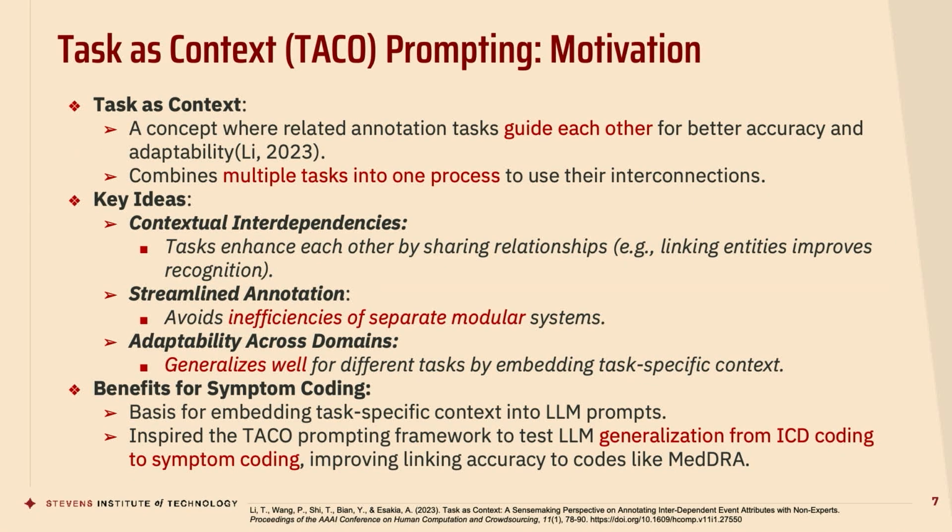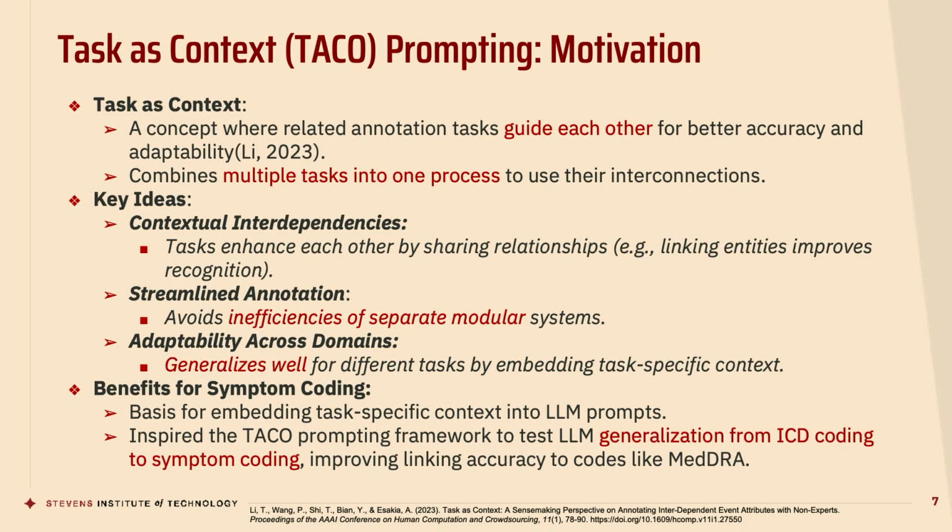Then let's talk about our strategy, which is task context prompting. We derived this concept from our previous work, also called text as context. It's a concept where related annotation tasks guide each other for better accuracy and adaptability. This emphasizes how annotation tasks can help each other by sharing contextual information.